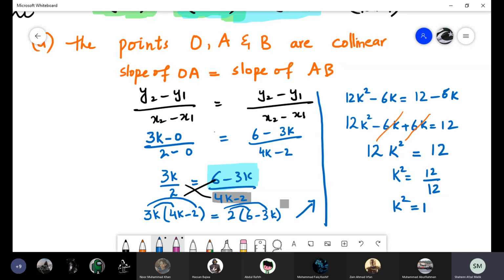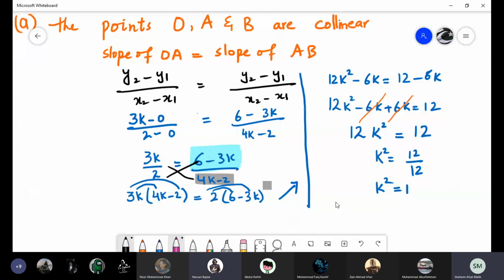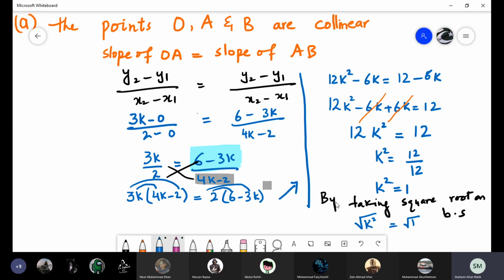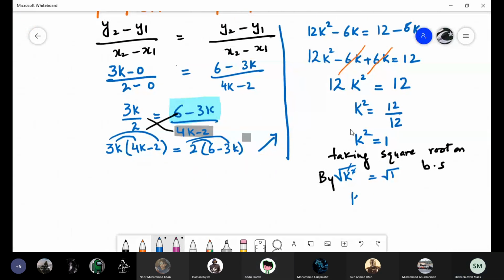We need to find the value of k only. This is k square. How will you remove the square? By putting the square root on both sides. Very good. We will write that by taking the square root on both sides. So when you take the square root on both sides, square root of k square is equal to square root of 1. Square and square root will cancel, and whenever we take the square root of 1, the answer will be 1 only. k is equal to plus minus 1.